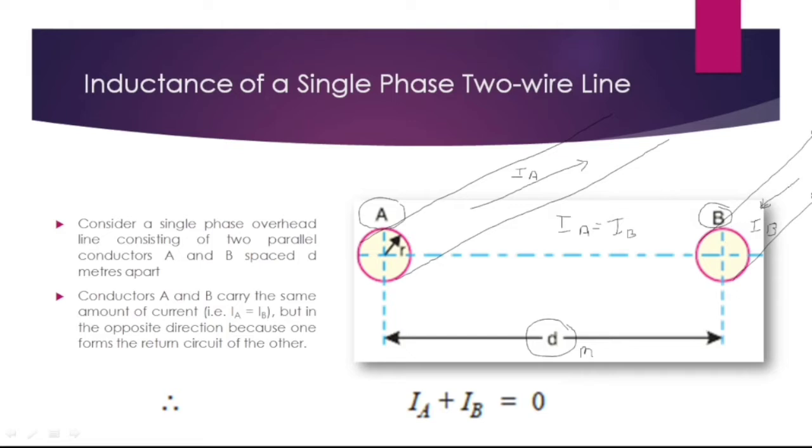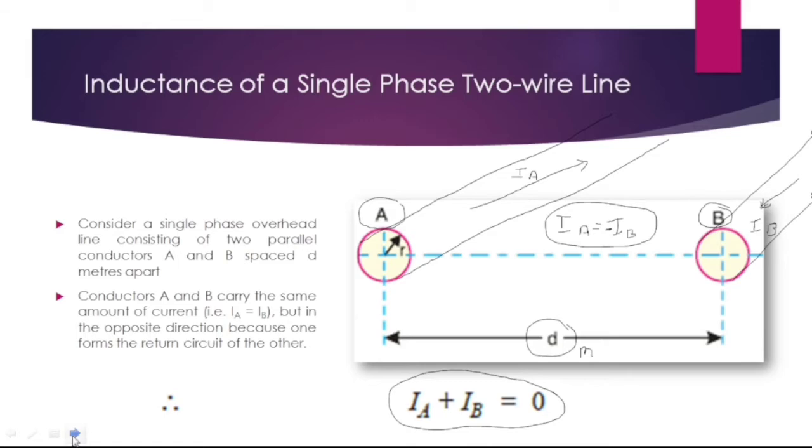It forms a loop. That's why the direction of this current IA is equal to minus IB. The current flowing in IB is in the opposite direction. By observation, we can write IA plus IB is equal to 0.